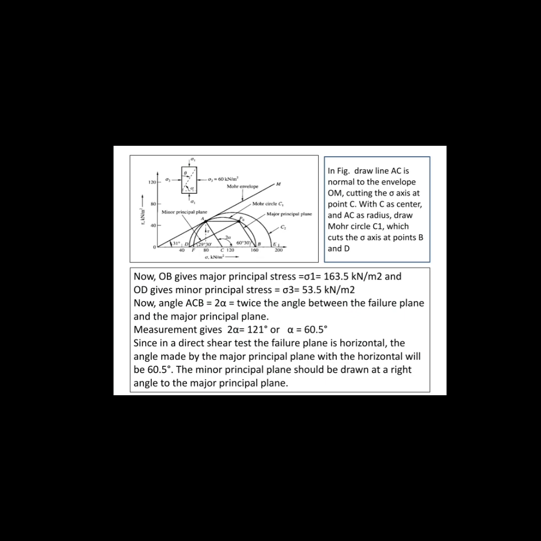Now the angle ACB, which is designated as 2 times alpha, is twice the angle between the failure plane and the major principal plane. Measurement gives 2 alpha equal to 121 degrees or alpha is equal to 60.5 degrees. Since in direct shear test the failure plane is horizontal, the angle made by the major principal plane with the horizontal will be 60.5 degrees. The minor principal plane should be drawn at right angles to the major principal plane. Now you can refer to the figure with the details which you can understand in a better way.